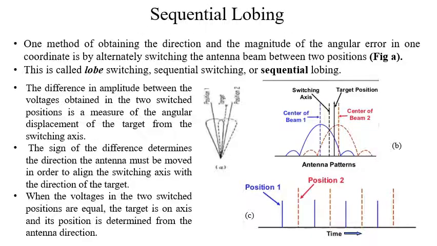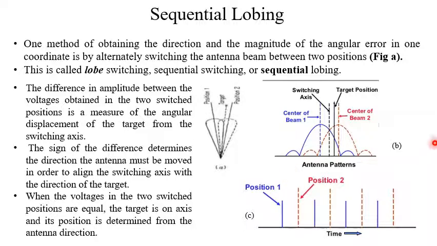Now, one method of obtaining the direction and the magnitude of the angular error in one coordinate is by alternately switching the antenna beam between two positions. That means the same antenna beam first moves in this direction, then produces this beam in position 2. So the same beam alternately switches between position 1 and position 2. This is what is done in sequential lobing. This is called lobe switching, sequential switching, or sequential lobing.